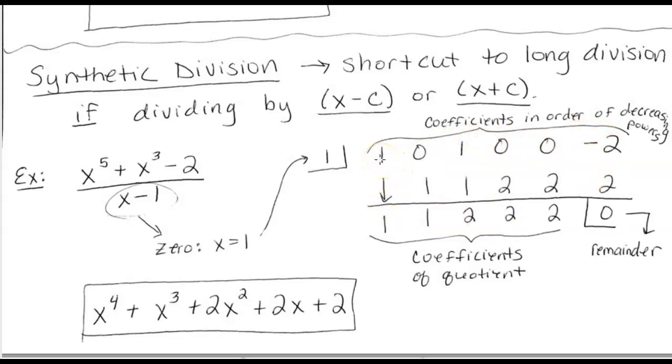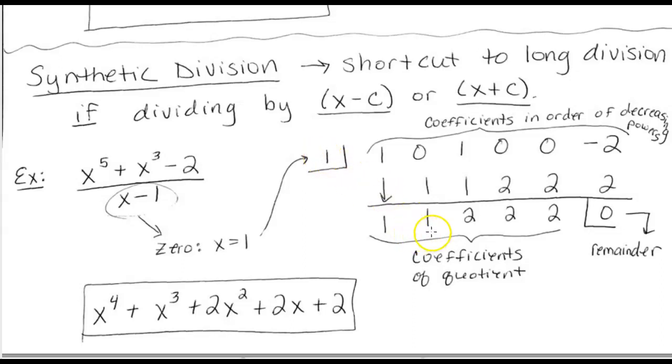All right, so our first step is to take this first number and drop it straight down below this line. Then you're going to multiply what's out here by the number down here. So 1 times 1 is 1, and it goes right here. Then we add. So 0 plus 1 is 1. And we continue that same process until we've gotten all the way across this setup.